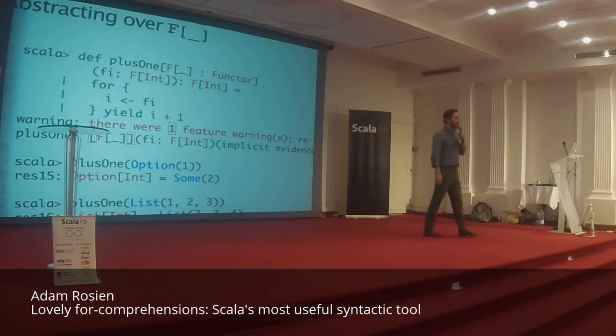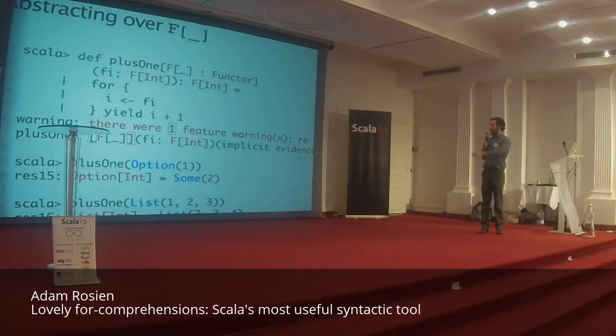Now, if you attended the Scala talk, you know that a functor is something which has a map method. And because for comprehensions use map in the case where there's one expression in them, you can see how this works. So if my F has a map method, then that for comprehension will work. Ta-da!